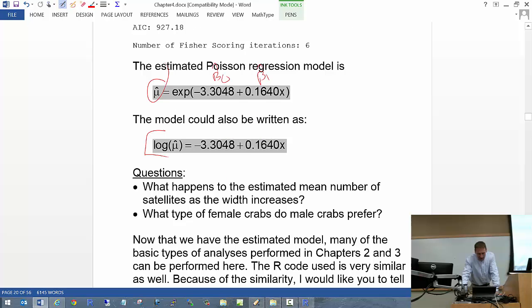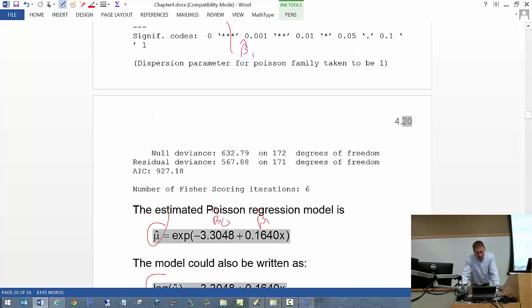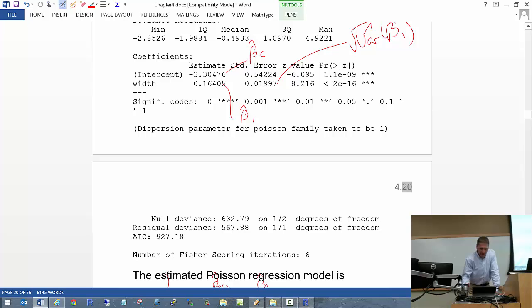So of course, though, you wonder, okay, well, that's what the sample says. Well, is there actually sufficient evidence to indicate that? Well, take a look back at the output. We can do a quick check of that. There's my Wald test statistic, 8.2. P-value is extremely small, so yes, there is sufficient evidence.